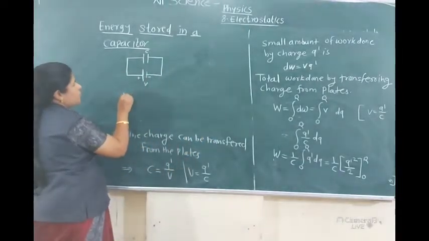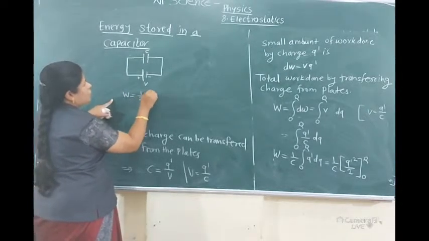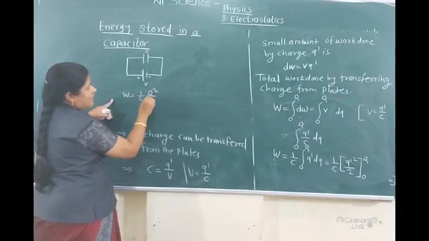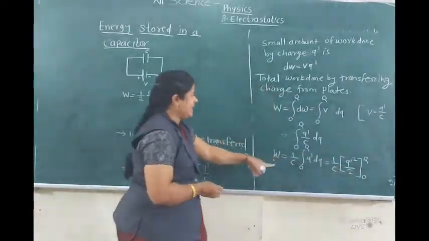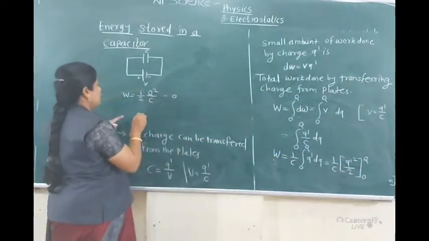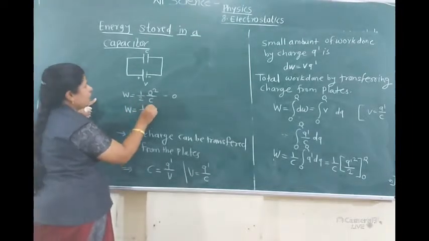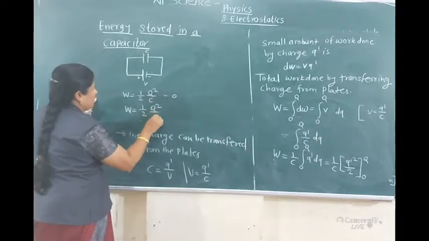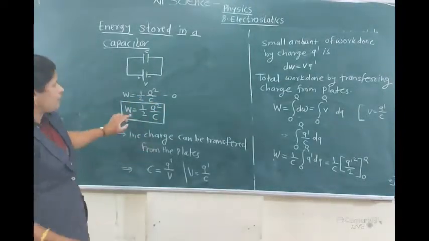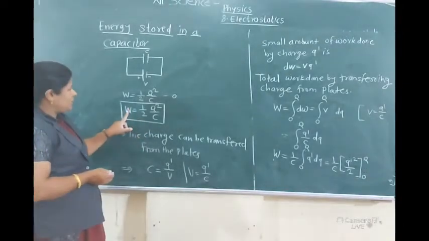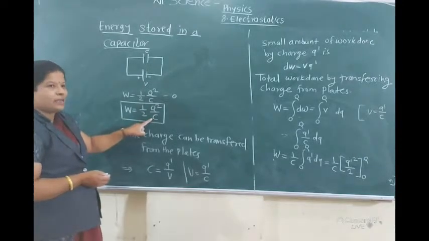So W is equal to 1/2 Q square divided by C minus, here the lower limit is 0, therefore the next term is 0. So we get the work done, W is equal to 1/2 Q square divided by C. This is the work done by the capacitor while transferring the charge. W is equal to 1/2 Q square divided by C.